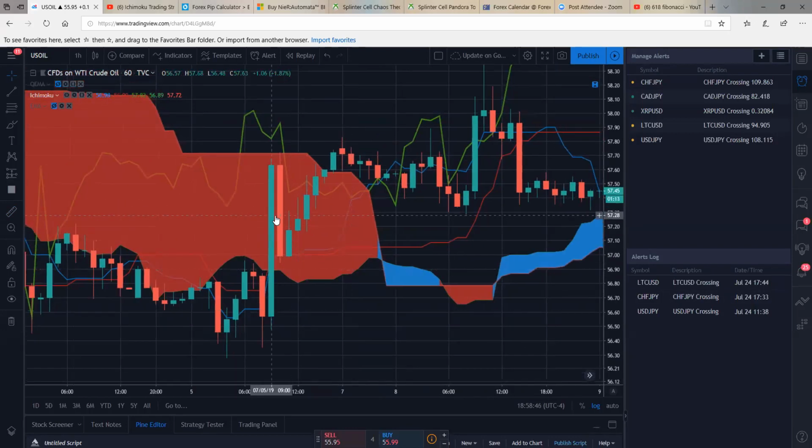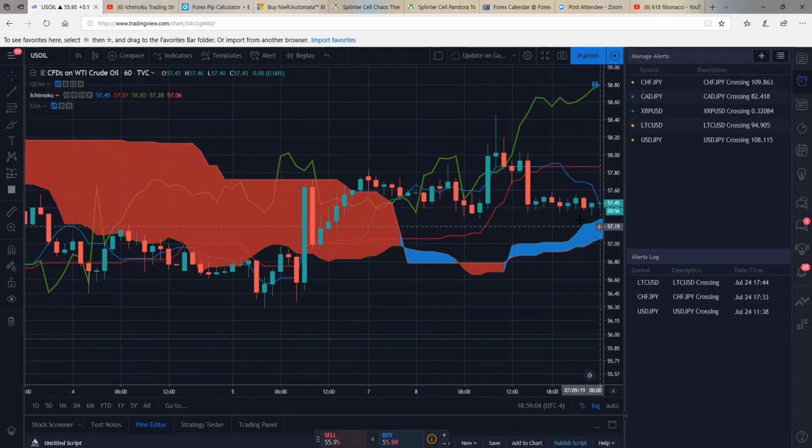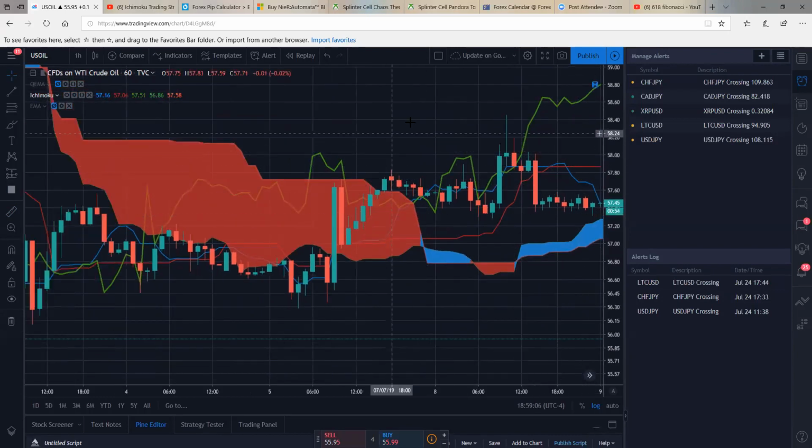This area, which is the holiday time, price played in this cloud for a while, the day after the holiday. But eventually a large candle came pushing out. You would have got your 10 plus more. So yeah, that's oil. This works on just about every currency pair.